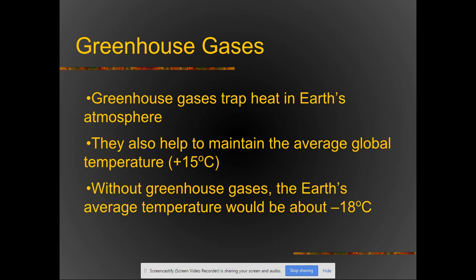Now, greenhouse gases trap heat in the Earth's surface, which is great. We want to stay warm. They also help maintain the average global temperature, which is plus 15 degrees Celsius. Without greenhouse gases, the Earth's average temperature would be about minus 18 degrees Celsius. So pretty much like the regular temperature of wintertime around here, which is not really very fun.